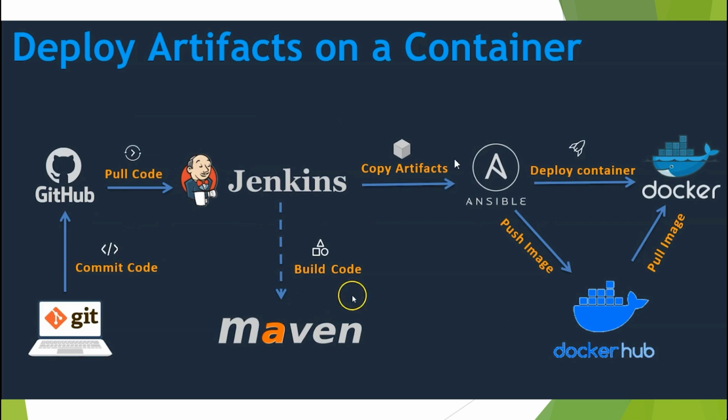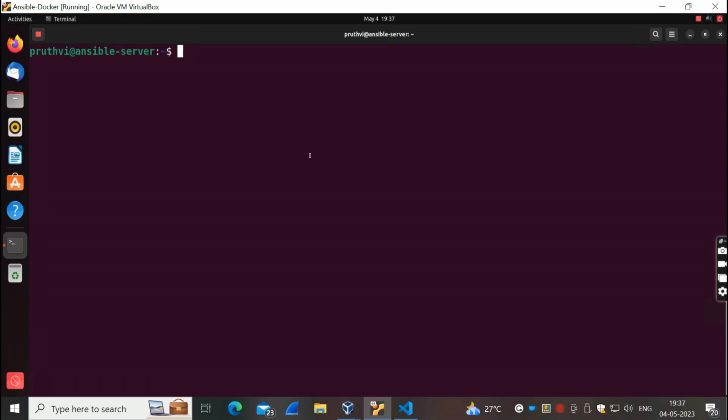So in the last video we completed the Ansible server installation. Now we shall do the pushing of the Docker image to the Docker Hub with an Ansible playbook. So let's start with that. So this is the Ubuntu server. Search for whether Ansible is installed and Python is installed.